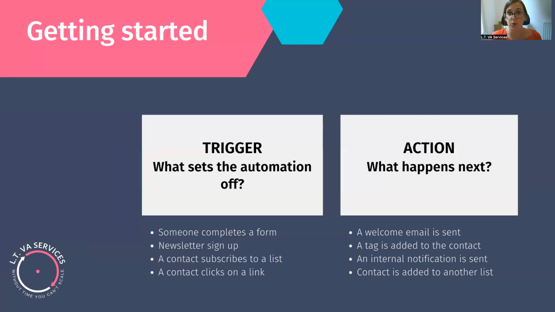Someone subscribes to a newsletter, and the action is that a tag is added onto that contact. Perhaps the tag says newsletter. A contact subscribes to a list, and the action could be that an internal notification is sent to you or somebody in your team. And a contact clicks on a link. The action could be that a contact is added to another list. An example of that might be that a contact clicks on a lead magnet link, and now you know that they could be a potential client. So you're going to add them to your potential client list.